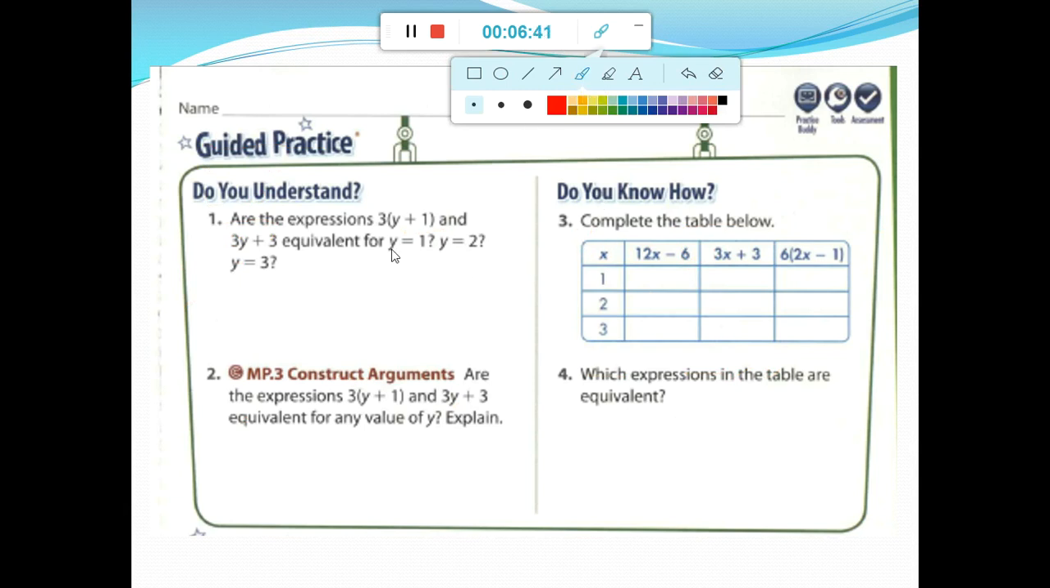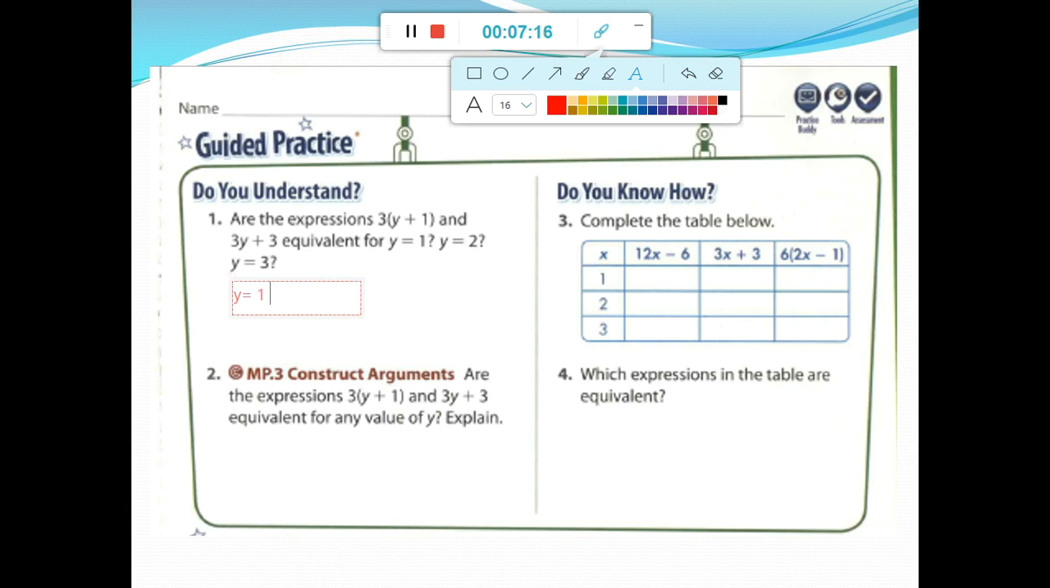Here are the expressions 3(y + 1) and 3y + 3 equivalent for y = 1, y = 2, y = 3? Now in this case I need to evaluate all the expressions for the same value of y. So probably I need to use the table, first for y = 1.